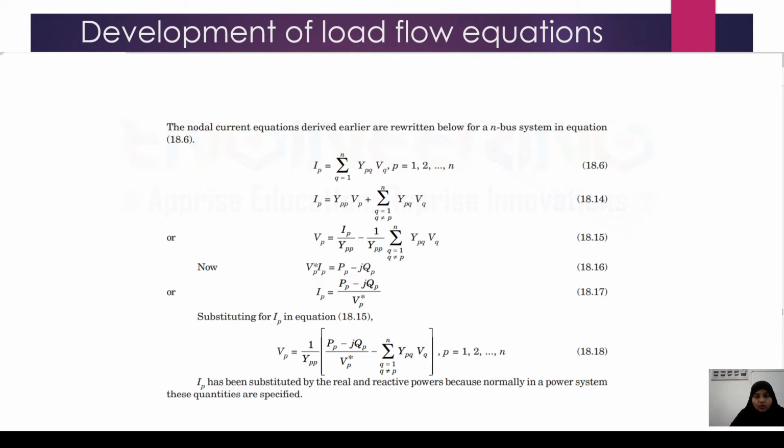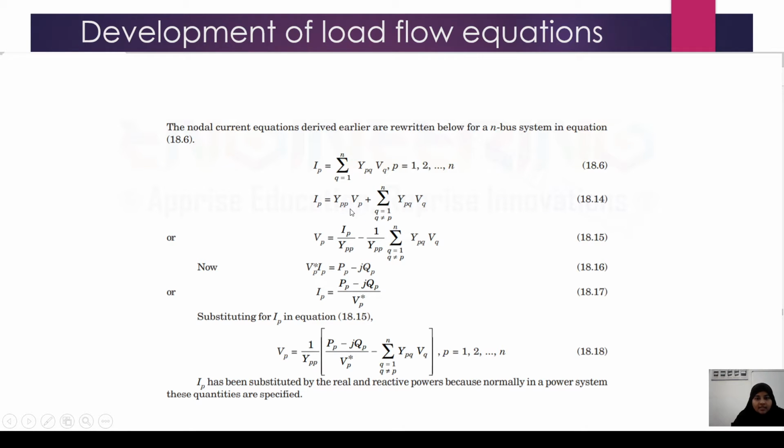Then Ip will be equal to Ypp Vp plus summation. I am taking out this term, q is equal to p, so Ypp Vp. So in this equation I am substituting q is equal to p. I am taking out the term, so Ip will be equal to Ypp Vp plus summation q is equal to 1 to n Ypq Vq. But here you have to mention that q is not equal to p, because for q is equal to p we have already taken out the term.